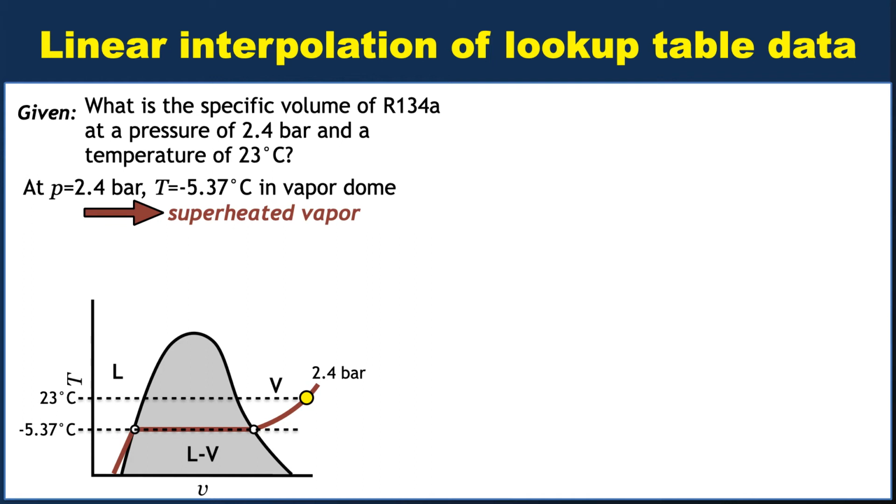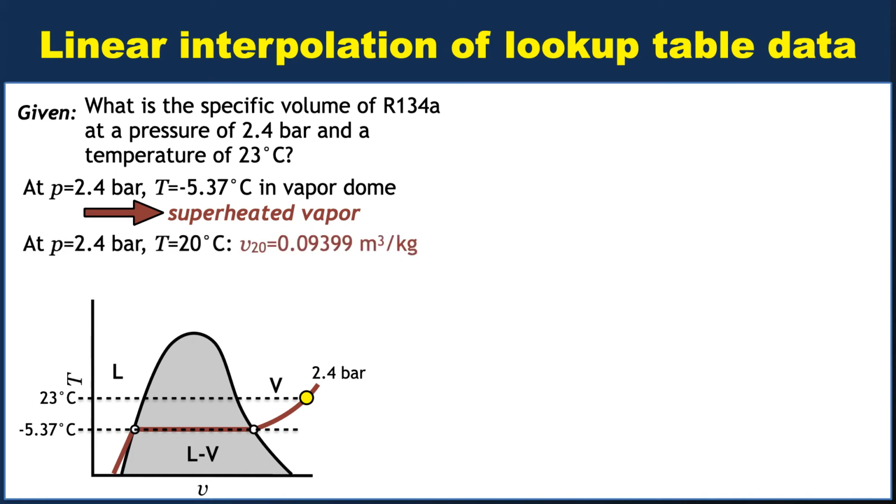So what I'm going to do instead is to look up the two nearest neighbors in terms of temperature to the temperature that we're interested in. For this table, again, under the 2.4 bar pressure entry, we would look at the entries for 20 degrees Celsius and 30 degrees Celsius, since those are the two temperatures nearest to 23 degrees Celsius on either side. So we look at that, and we can get the specific volume at each of those two temperatures.